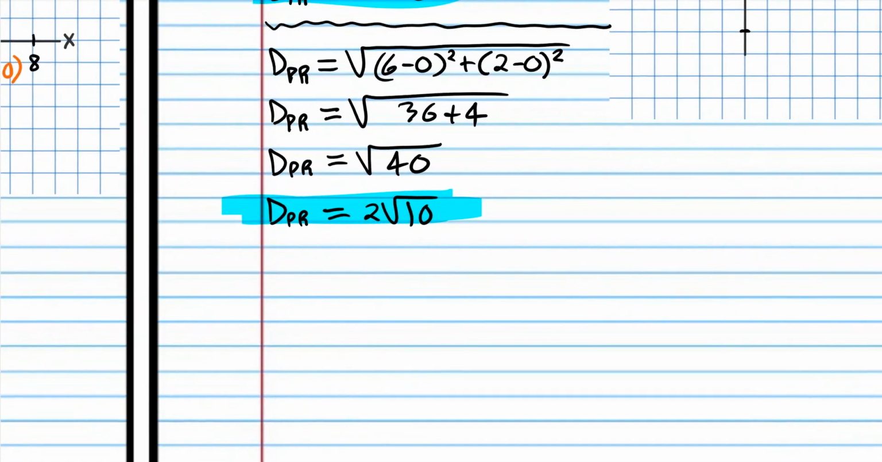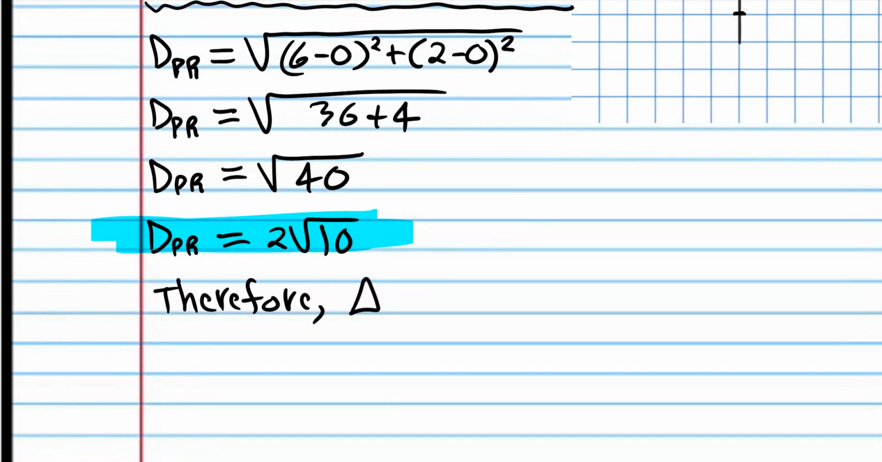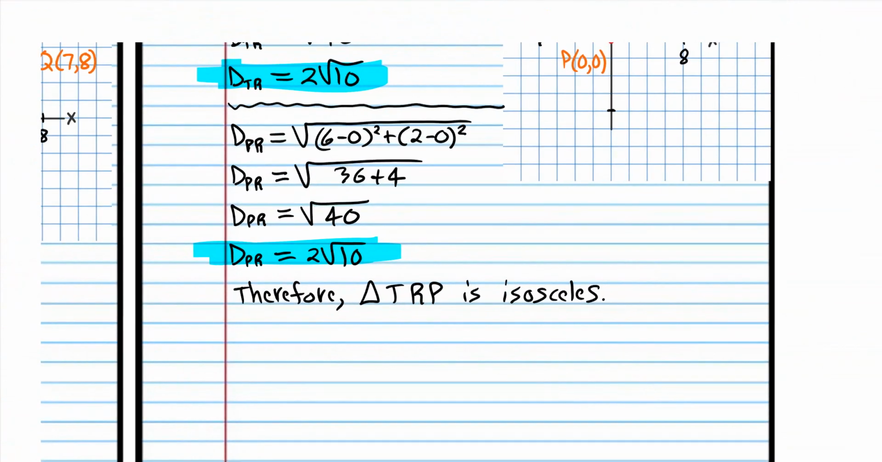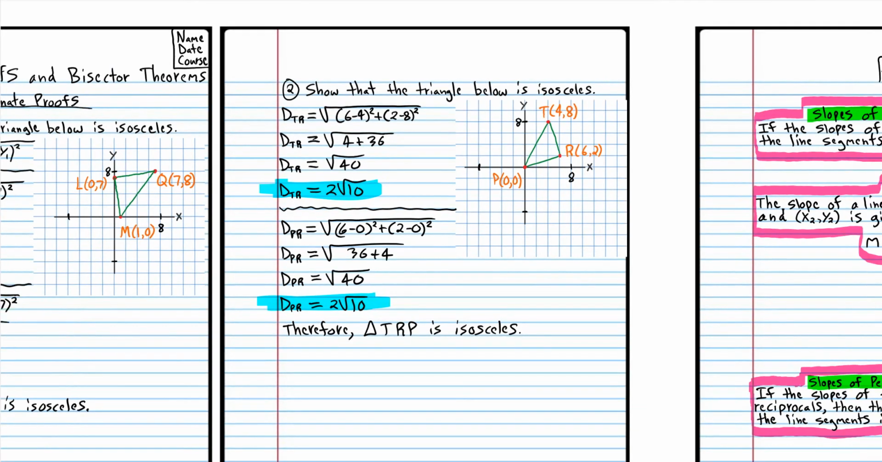And so we need to make a final conclusion statement. Therefore, so if you didn't write this conclusion statement, be sure to do that. Triangle TRP is isosceles. And I'm just treating that isosceles word as an adjective. So if you got those answers, good job.